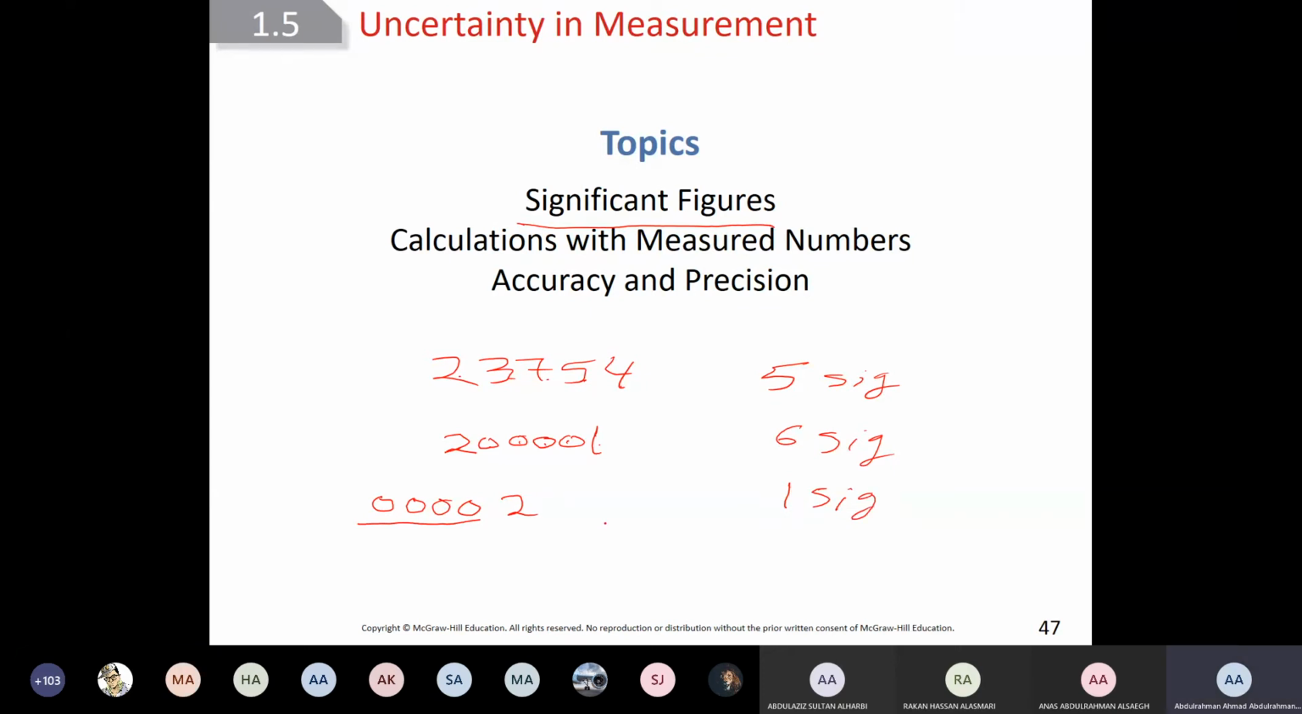Now, before I go on, we don't like to have numbers like this in science. We like to write the numbers in scientific notation. If we want to write 23754, we don't write it like this. We write it as 2.3754 times 10 to the power, what? 4. This is called scientific notation, the scientific method of writing numbers.